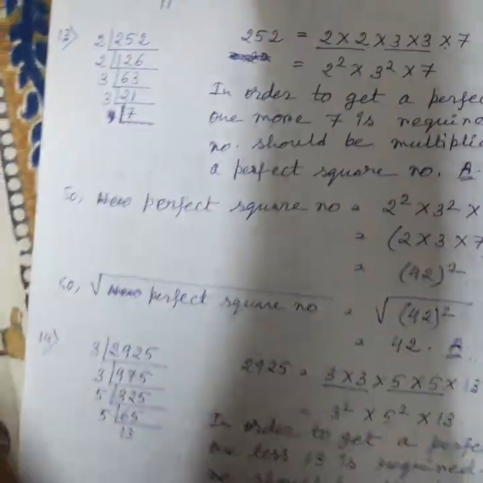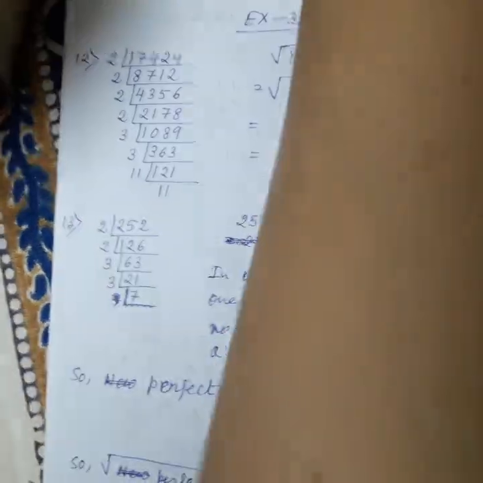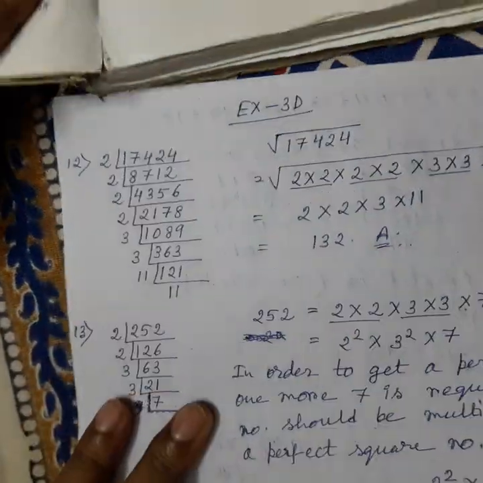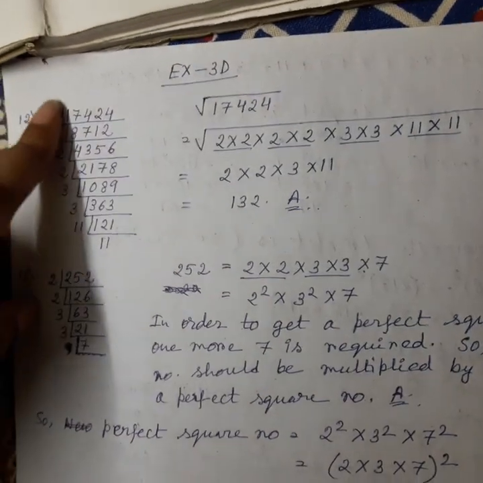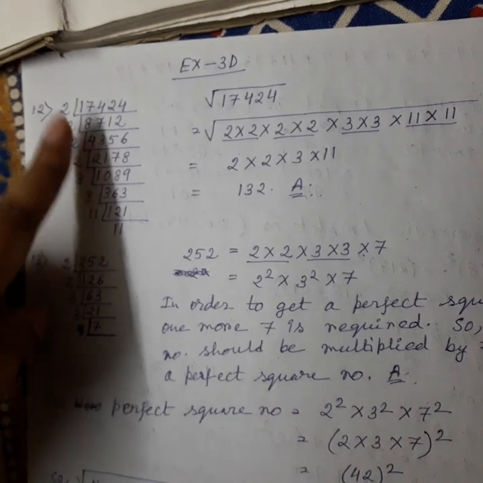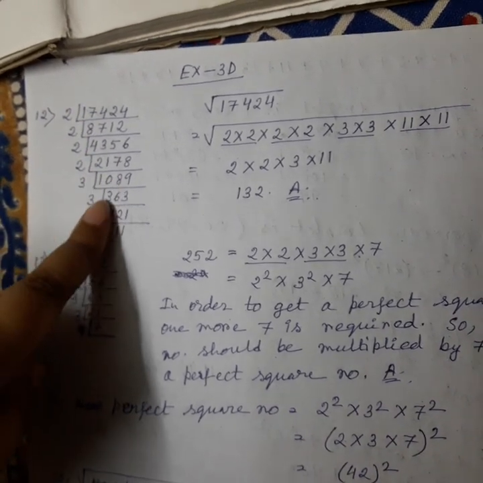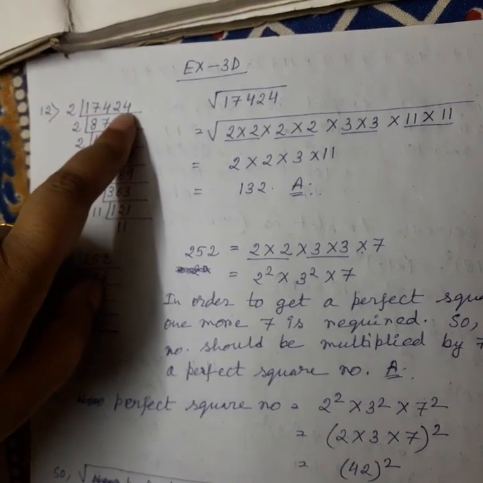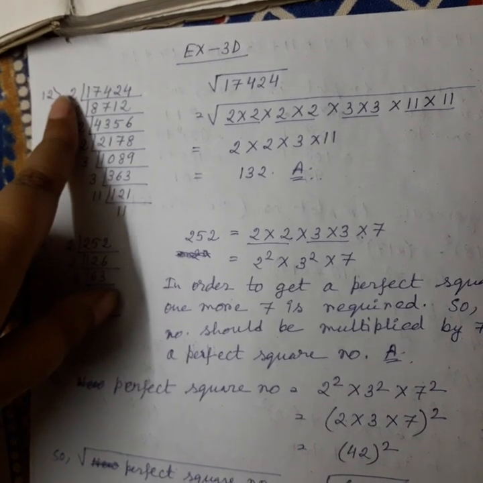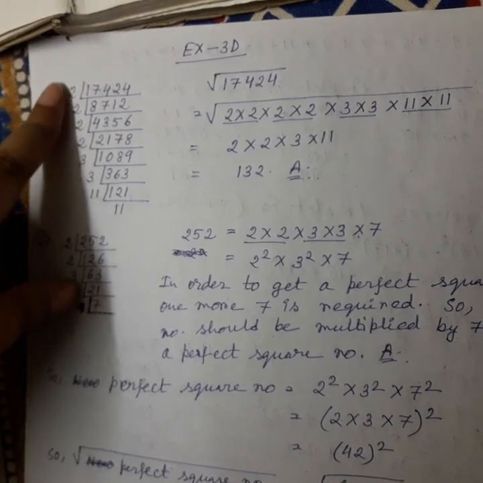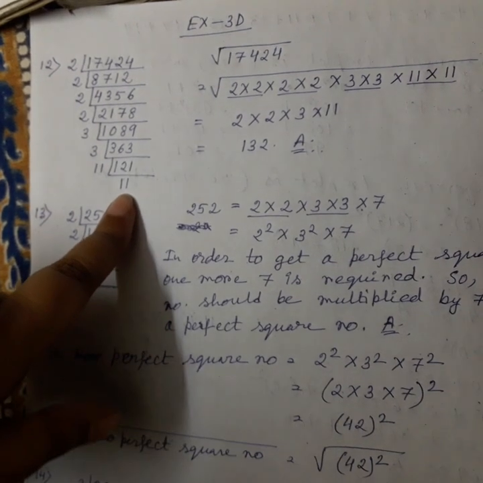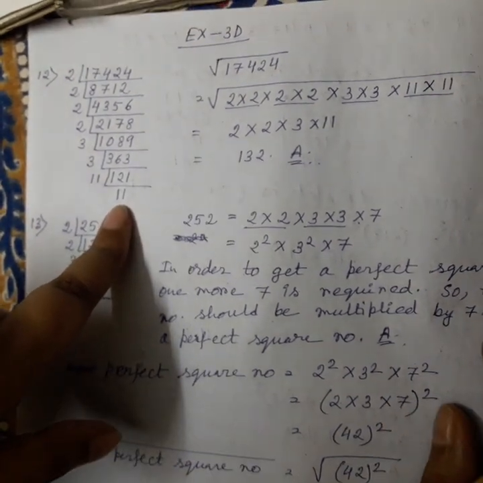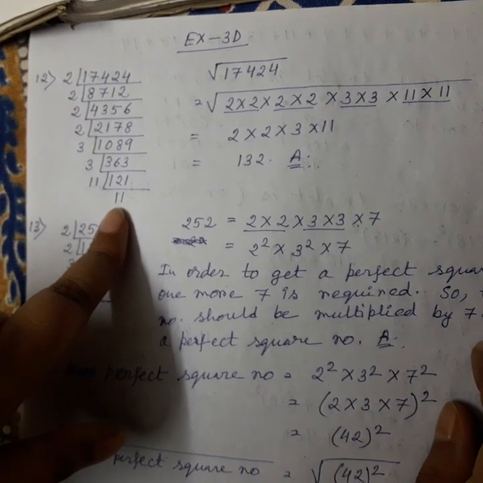Question number 12 I have done. The prime factorization you have to do in this way, which I am not explaining because you know the method. The last digit is even, so first it will go by 2, then again by 2, and in that way you have to do the prime factorization. Now the square root you have to find using the prime factorization.